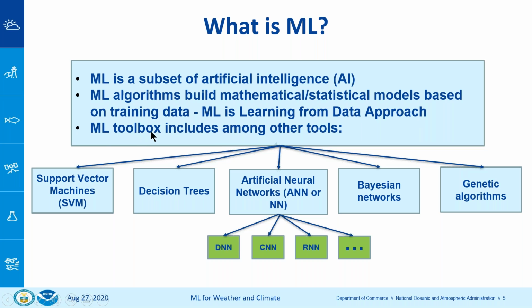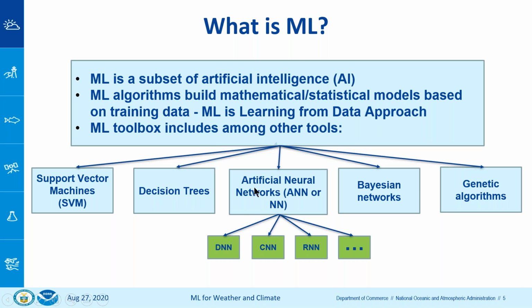The machine learning toolbox includes a great variety of tools. Several of them are shown here, such as support vector machines, decision trees, artificial neural networks, Bayesian neural networks, genetic algorithms, and practically every couple of months, new advanced machine learning tools emerge.